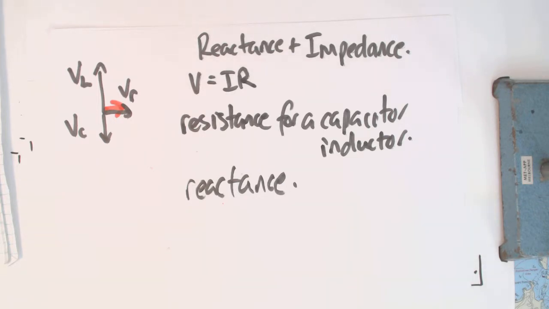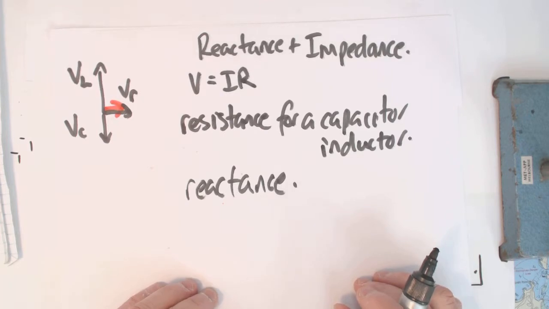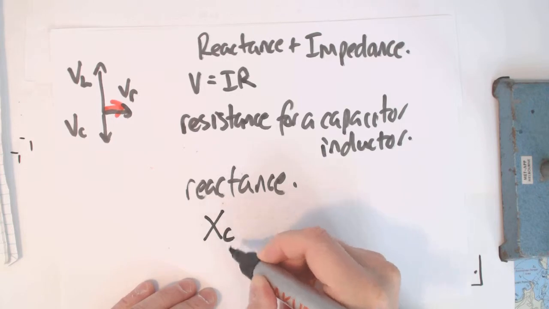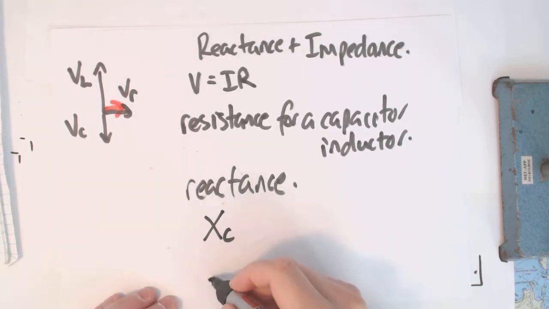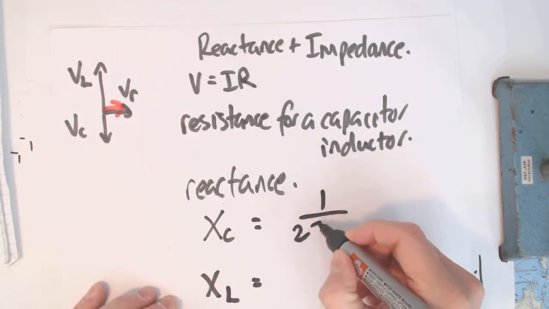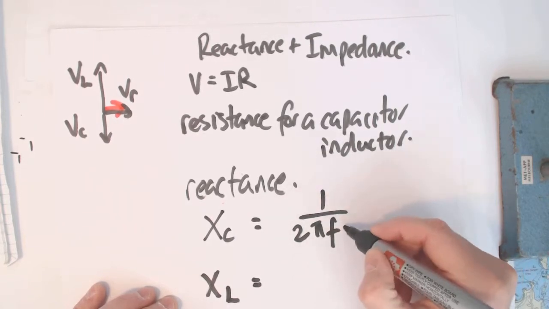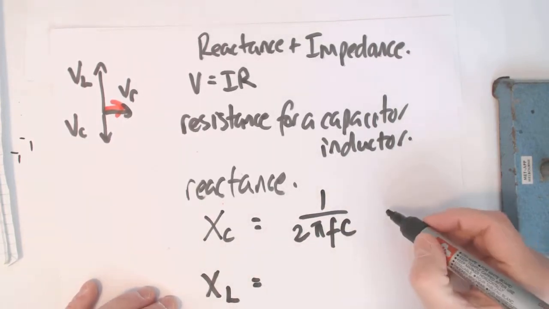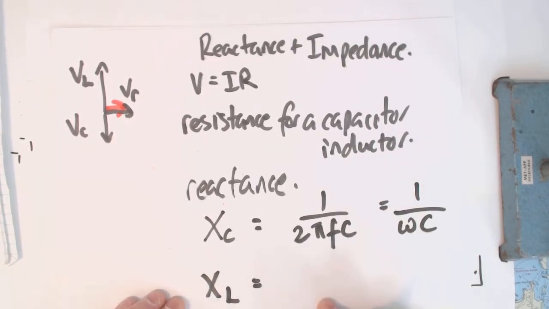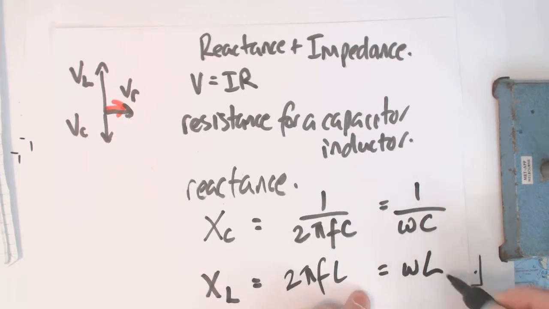And so we have two formulas, one for the capacitor and one for the inductor. The reactance symbol is this X, so we've got an XC and we've got an XL. XC is equal to 1 over 2 pi FC. Now 2 pi F we know is omega, so you can write this like that. Reactance for the inductor is equal to 2 pi FL, or omega L.